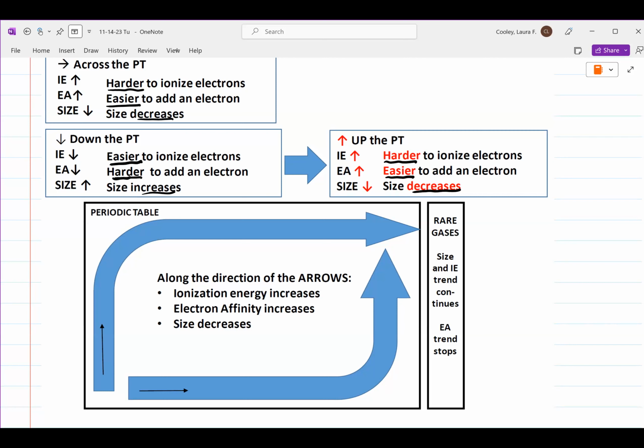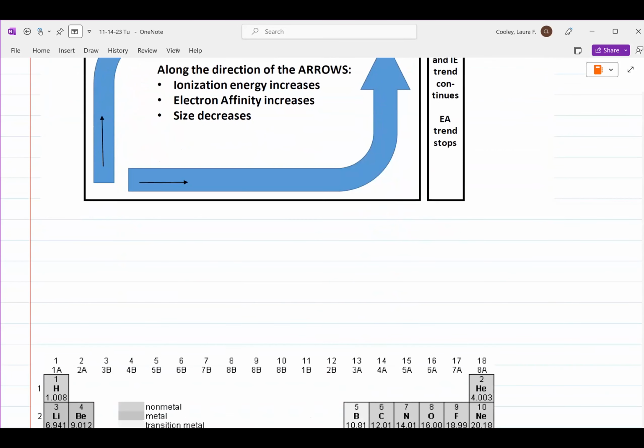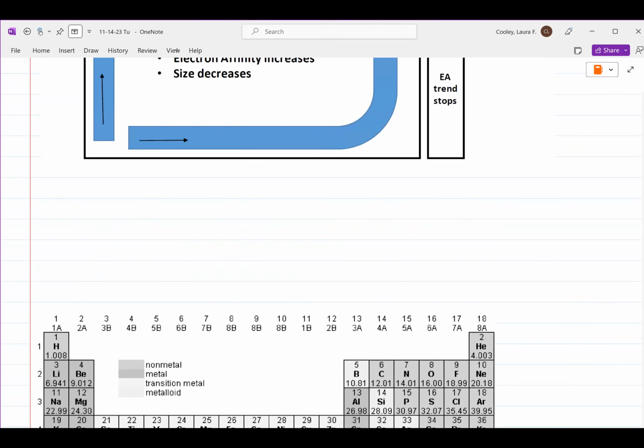What it means is the ionization energy is increasing along these blue arrows, electron affinity is increasing, and size is decreasing. So that's why I flipped them. You can think about it as continuous change as you go in a certain direction on the periodic table. You could make it a continuous arrow. So here's the thing. I told you I'm going to show you the easy way to compare sizes.